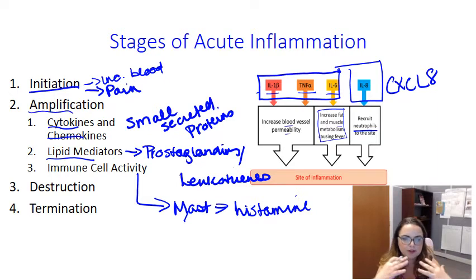Histamine in particular is complex in its effect on the vasculature. It can cause increased vascular permeability and vasodilation or vasoconstriction, depending on the context of the mast cell activation.